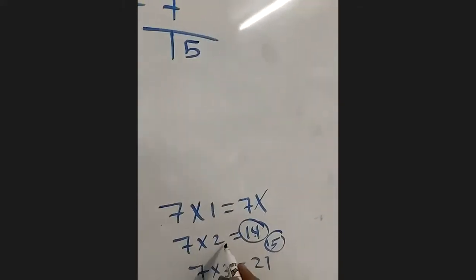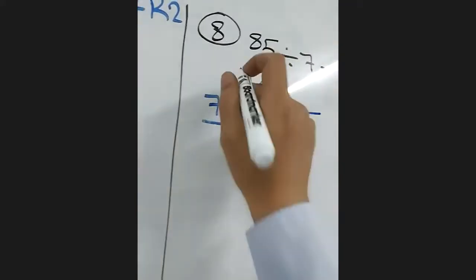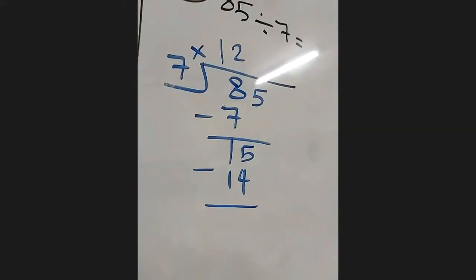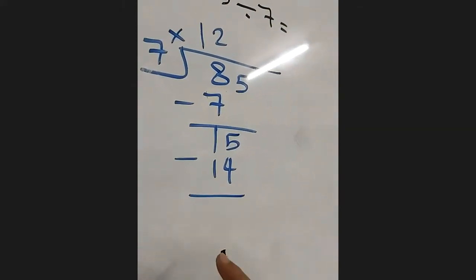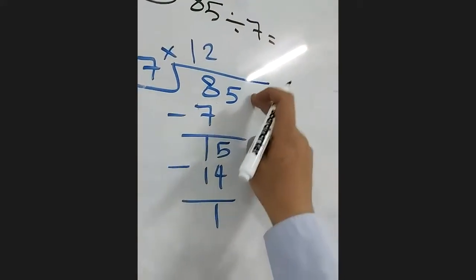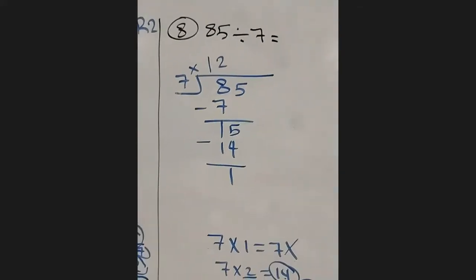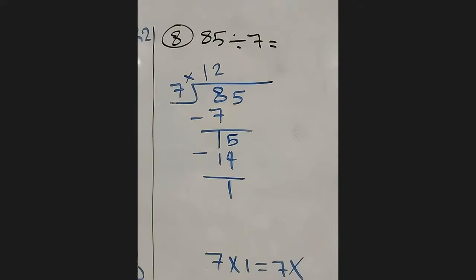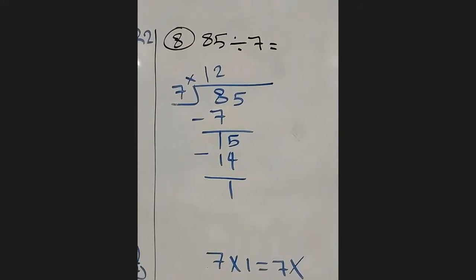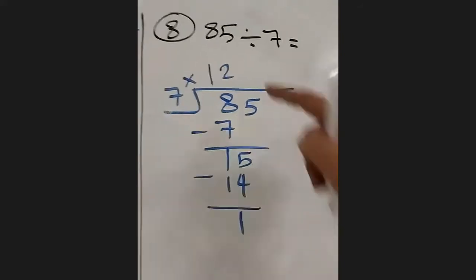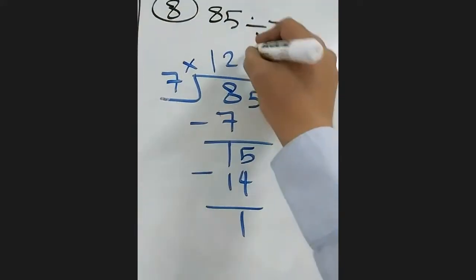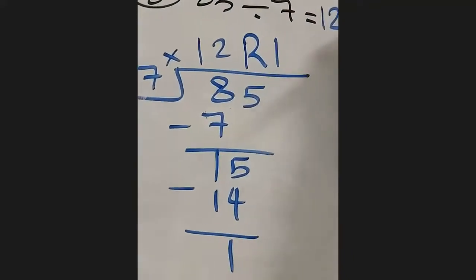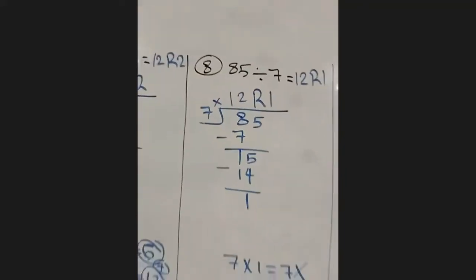So here, Walid said 2. 2 multiply 7, how much? 14. Now subtract, ya Walid. It will be 1. Do we have more numbers to use or do we finish? We finish. So what's the answer? 12, remainder 1. Like this. So the answer is 12, remainder 1. Copy, guys. This is question 8.